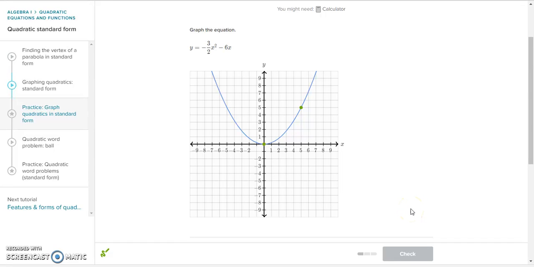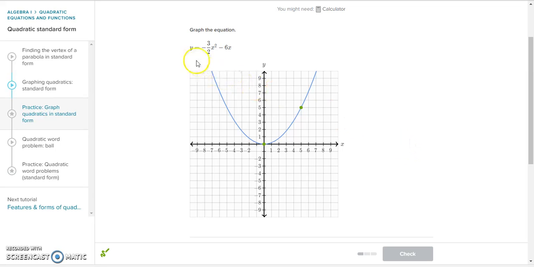Hey students, in this video I want to do a short video on how to graph a quadratic function on the computer. So let's take a look at this example from Khan Academy.